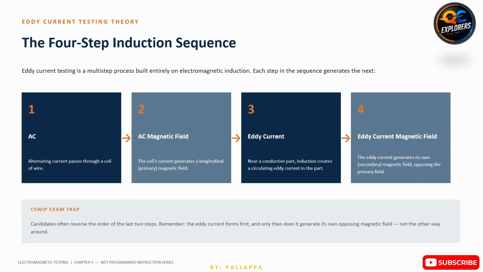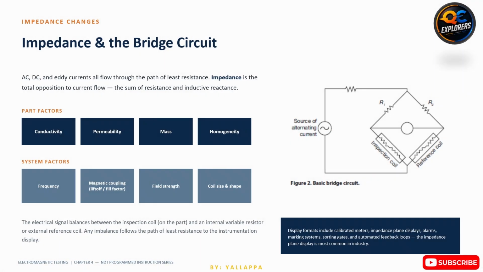Now that we understand how the electromagnetic fields are created, let's see how the inspection instrument converts these interactions into measurable electrical signals. Now that we understand how eddy currents are generated, let's examine how an eddy current instrument detects changes within a test material. The key concept is impedance, which forms the basis of signal interpretation in electromagnetic testing.